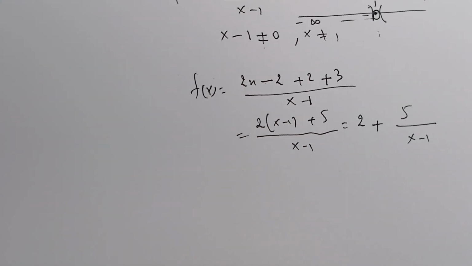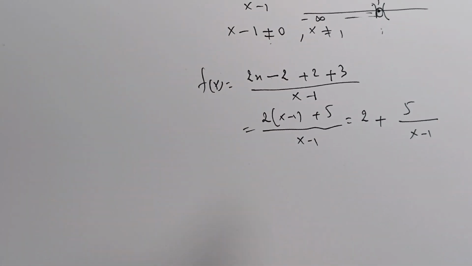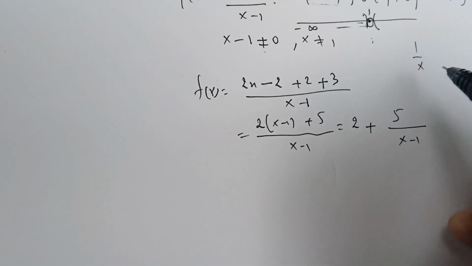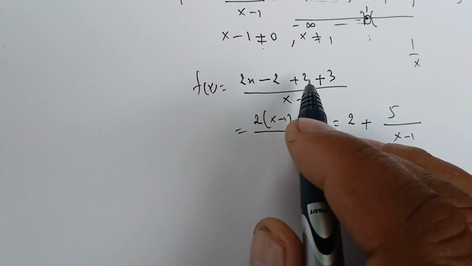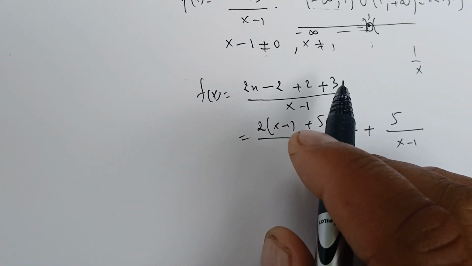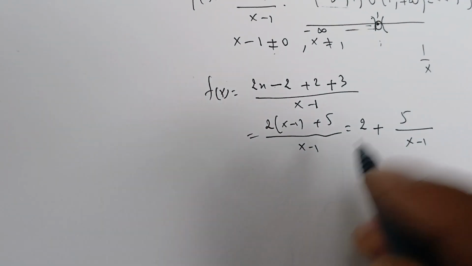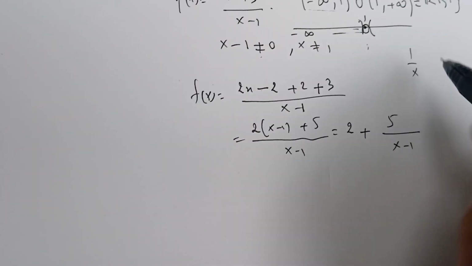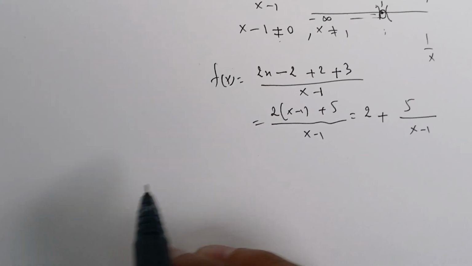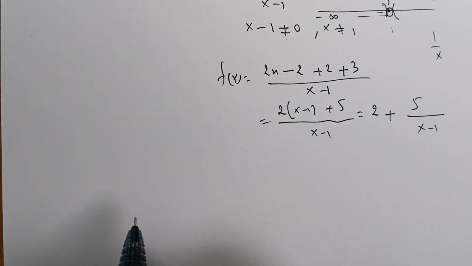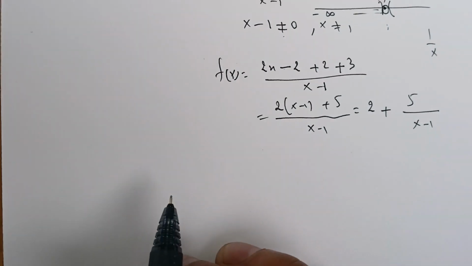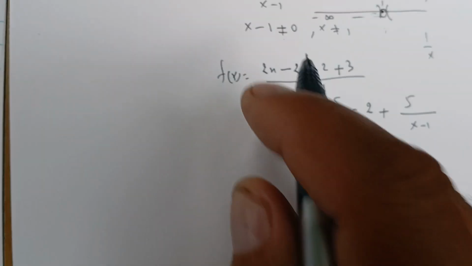Now we see something familiar. It's the function 1 over x that was shifted by 1 to the right. So here we can find the limit. We see different limits here. So let's see what we can do.